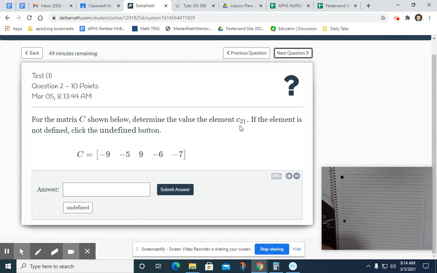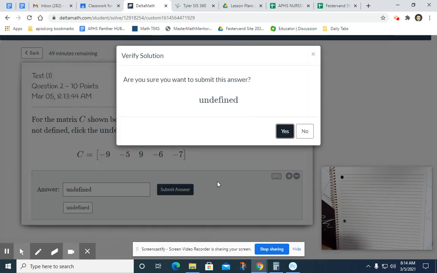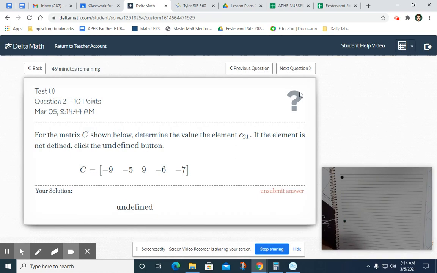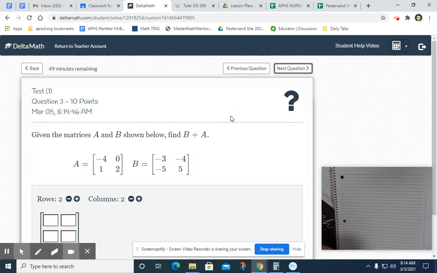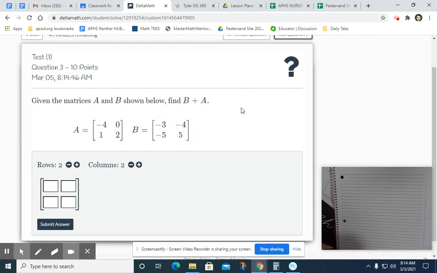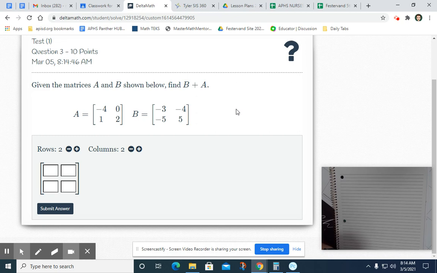Okay, so determine the value of the element C21. So it would be my second row, but there's not a second row, so that element is undefined. Okay. Yeah, you're right. We shouldn't get this confused. You just need to add a column and subtract a row.